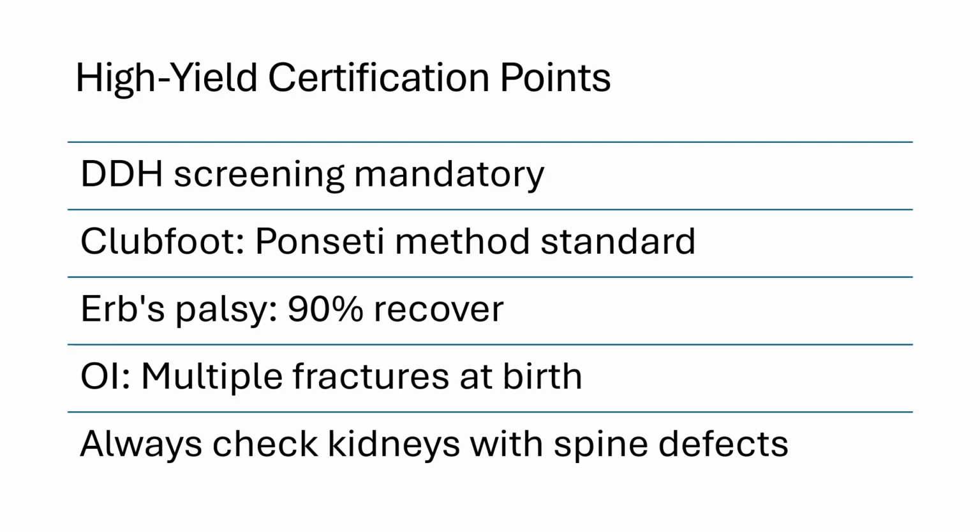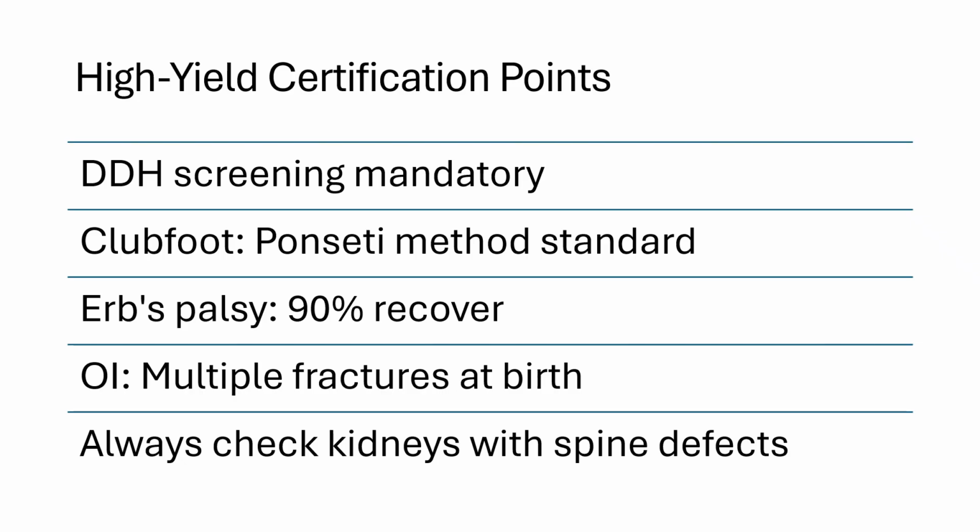Osteogenesis Imperfecta diagnosis hinges on recognizing that multiple fractures at birth represent a red flag requiring immediate evaluation for underlying bone fragility disorders. This pattern recognition prevents the tragic misdiagnosis of child abuse while ensuring that affected babies receive appropriate gentle handling and medical management.